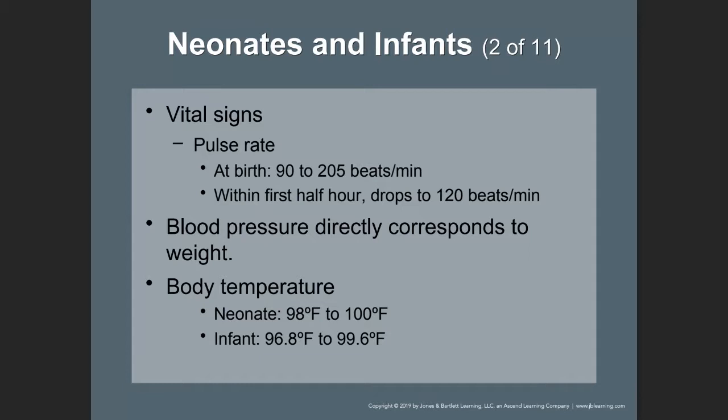Within the first hour, the pulse rate will go down from the 200 range to 120 beats per minute. However, it should never be consistently below 100. Blood pressure directly corresponds to the neonate or infant weight. The body temperature for the neonate is going to be 98 to 100 degrees Fahrenheit. For the infant, it's 96.8 degrees Fahrenheit to 99.6 degrees Fahrenheit.